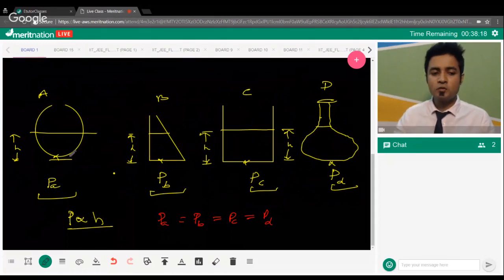If I ask you where the force is maximum, what would be your answer? Force. What about the force here at the bottom? Guys, can you just respond on this?